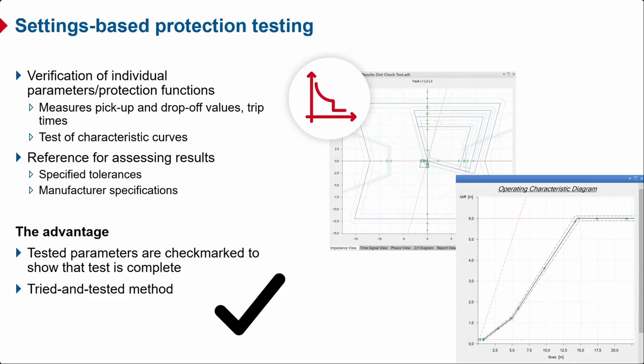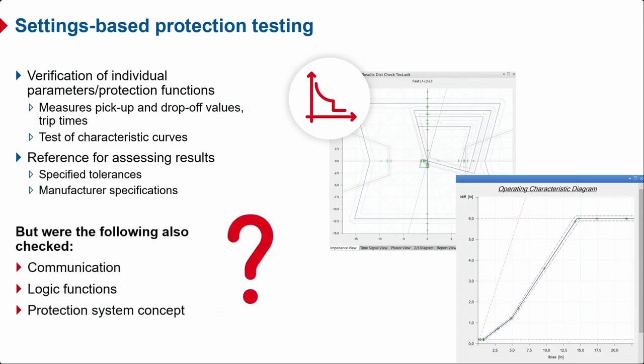But we did not test for the communication between relay and other relays or other devices in the network. Also, we did not test the logic and interaction with other protection functions. Finally, we did not test the concept of the protection function in regards to the attributes of the object to be protected.